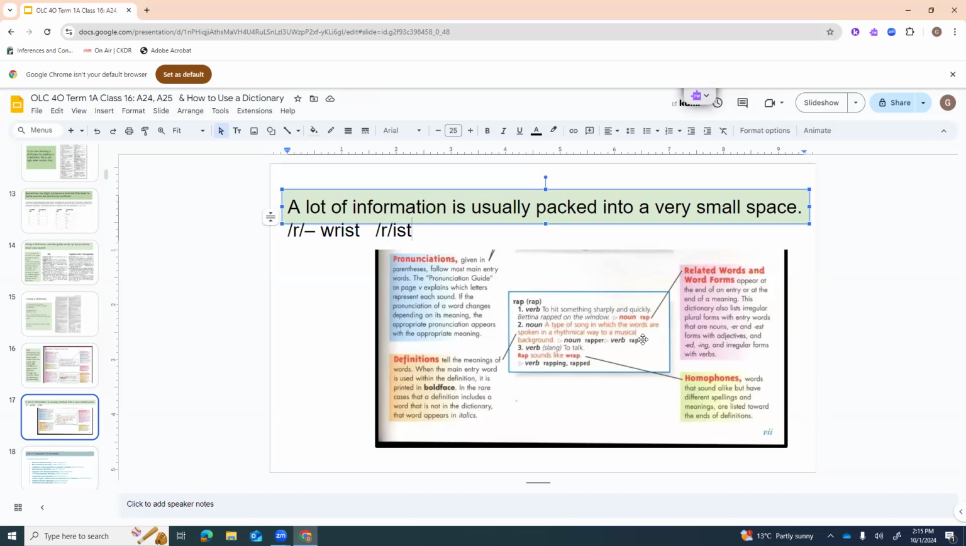If there's any related word forms, they'll tell you that. Here's where they might put homophones. Not all dictionaries might do that, but a lot will. That's kind of the basics as far as that goes. Okay.